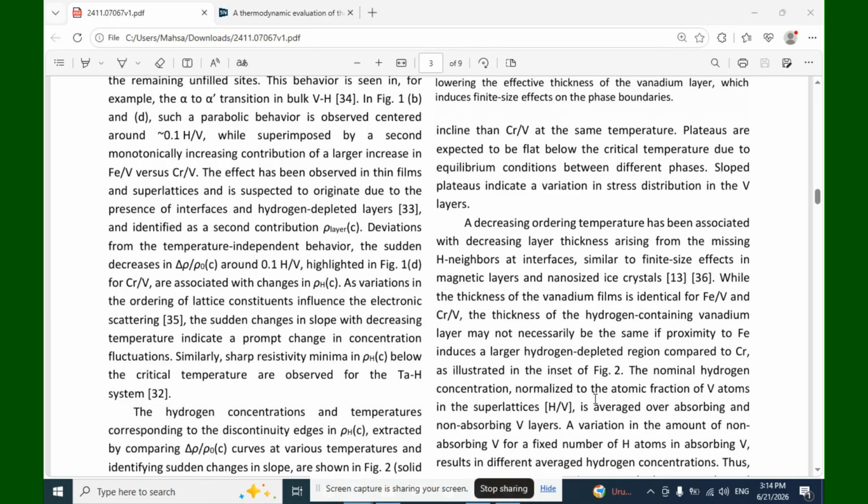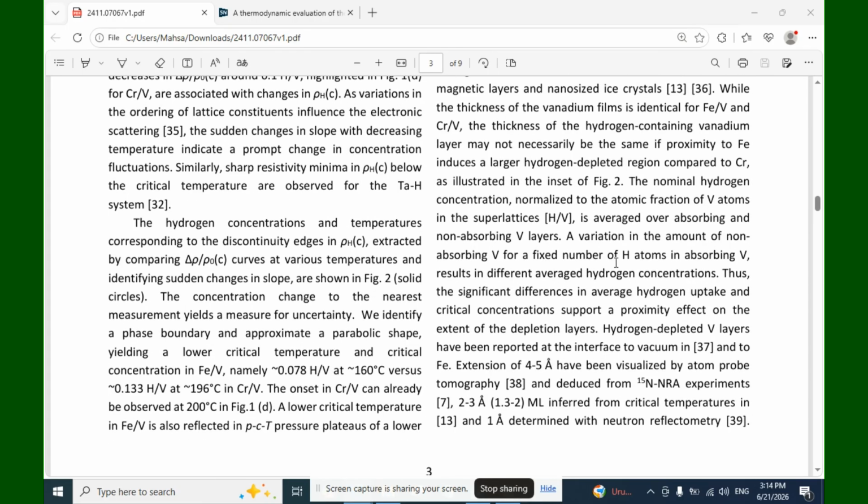The nominal hydrogen concentration, normalized to the atomic fraction of the V atoms in the superlattices, is averaged over the absorbing and non-absorbing V layers. A variation in the amount of non-absorbing V for a fixed number of hydrogen atoms in absorbing V results in a different average hydrogen concentration. Thus, the significant differences in average hydrogen uptake and critical concentrations support the proximity effect on the extent of the depletion layer.